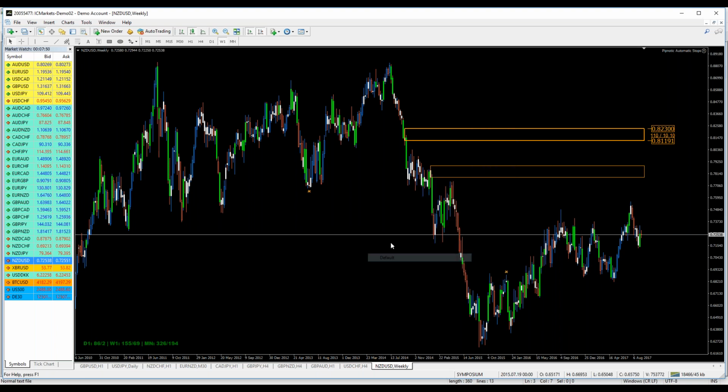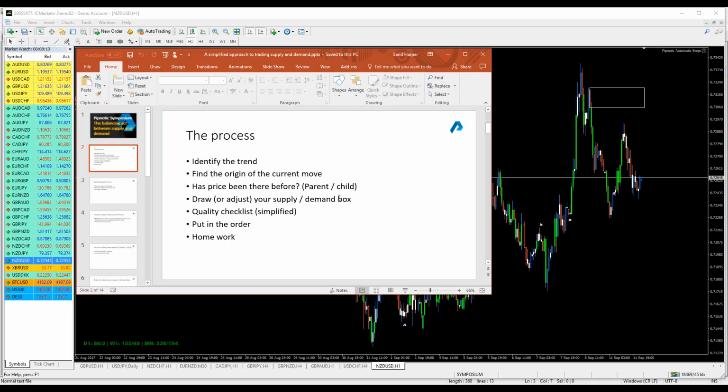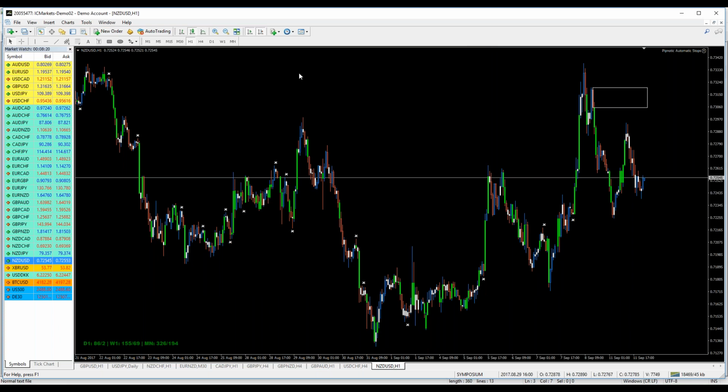Okay, super. So you find the origin of the move, and that brings your attention to a major turning point in the market. Then you put your rectangle on the bottom on that turning point, and you ask yourself the question, is this a parent or is this a child? This will bring your attention to the real supply and demand and not reactions to them. So you draw the box and then you adjust it. And then once you've found the area that you like, which could be, let's go back to the kiwi.